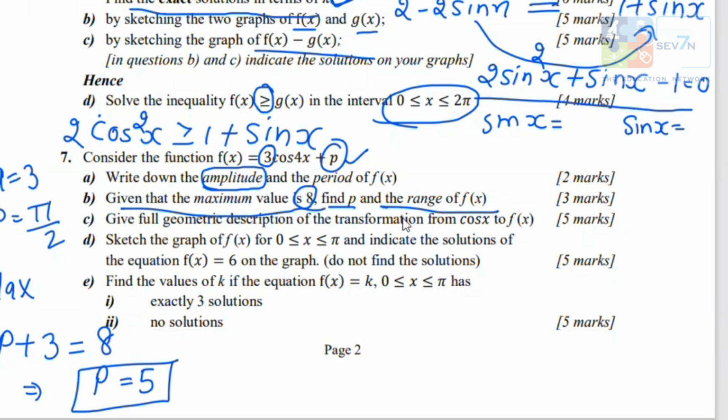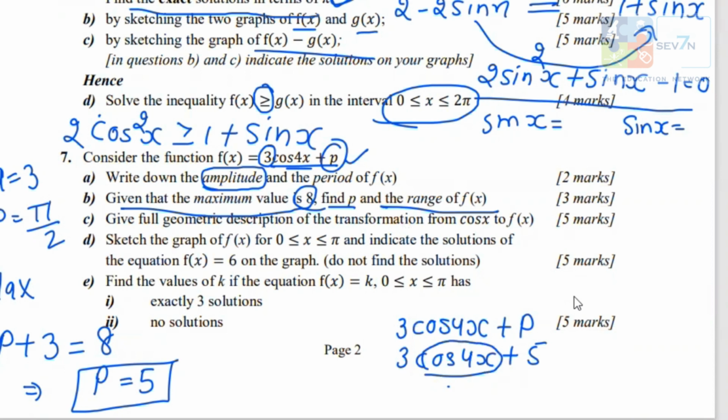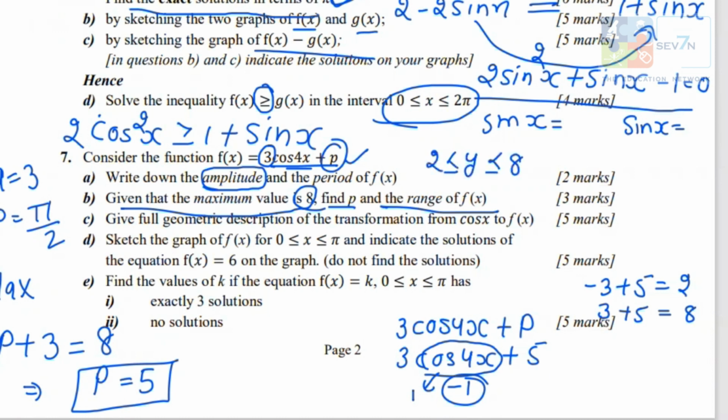So the range of fx is lying in between. If p is 5, then 3 cos 4x plus p, your p will be 5, right? If cos 4x is minus 1, then minus 3 plus 5. But if cos 4x is plus 1, then 3 plus 5, right? So the minimum is 2 and the maximum is 8. So your range is lying in between 2 to 8. Clear? Any doubt? No.